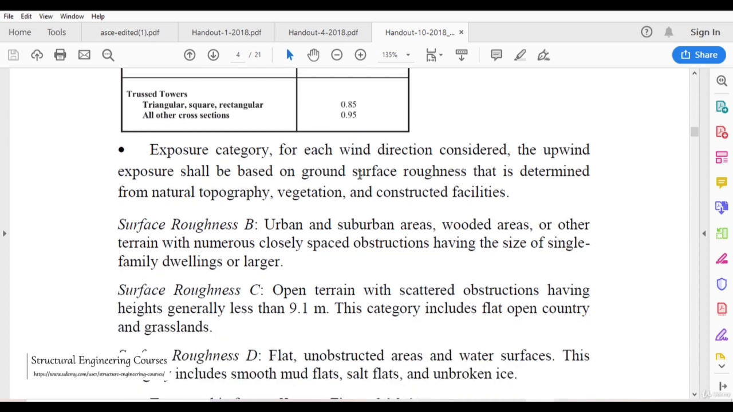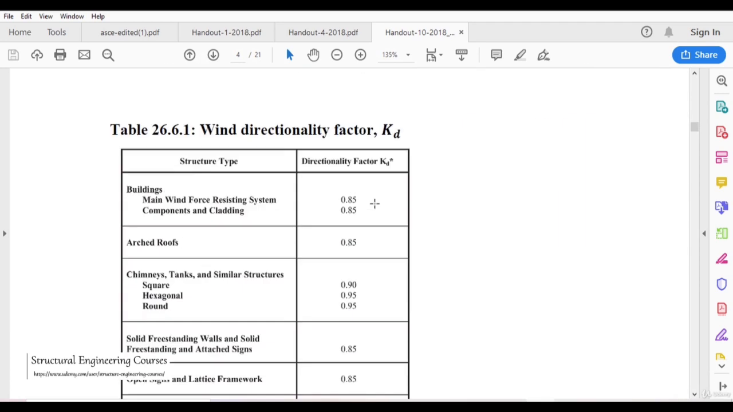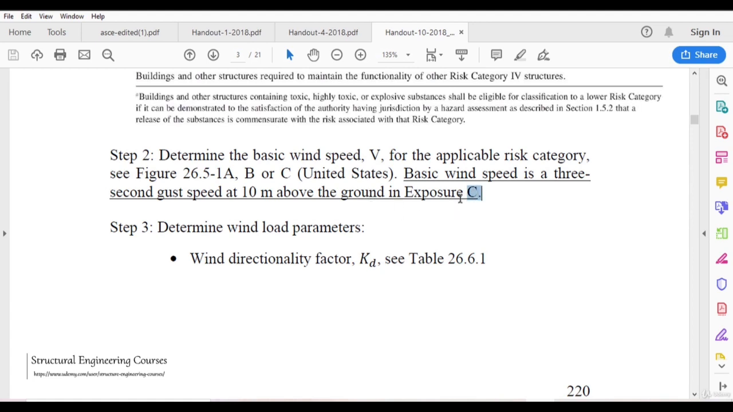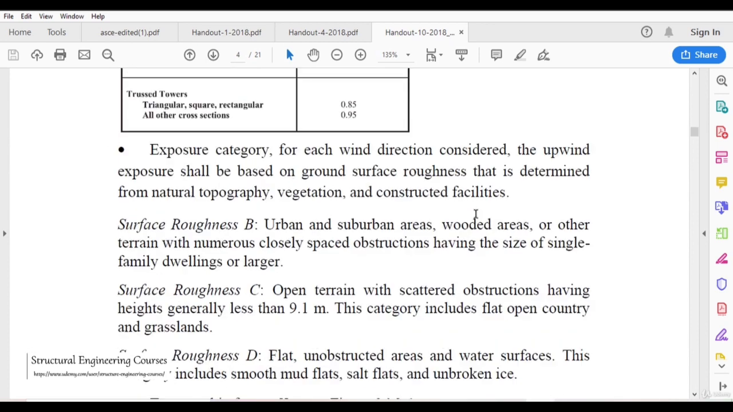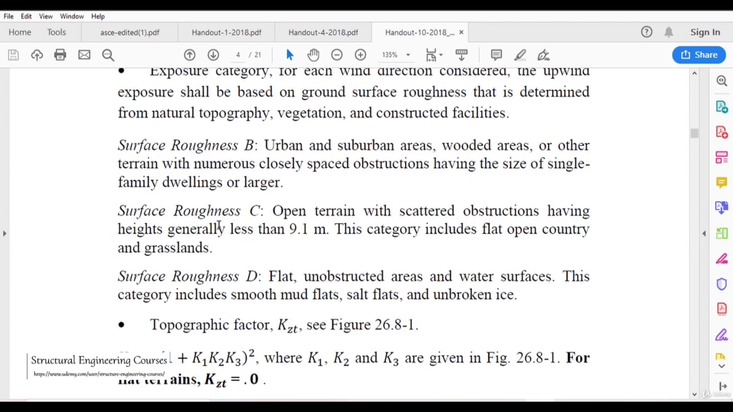After that, we also determine the exposure category. This is the exposure category that was being talked about here, that is, the 3-second gust speed at 10 meter above the ground in exposure category C. When we are talking about surface roughness C, it means open terrain with scattered obstructions having height generally less than 9.1 meter. This category includes flat open country and grasslands.